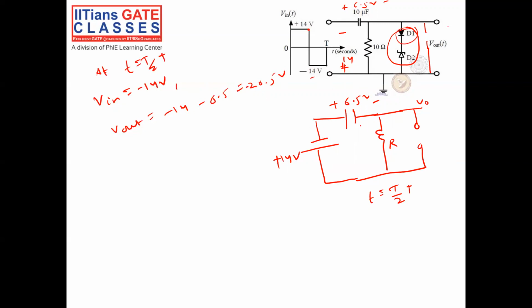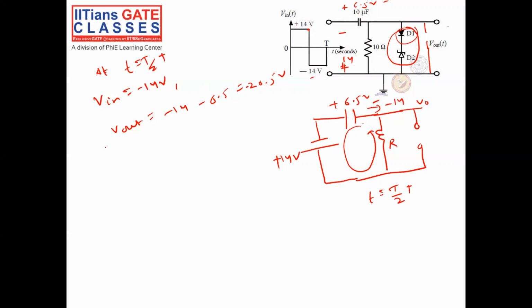Okay, now what will happen? The capacitor will charge, or you can say the other way, it will discharge in this way, right? Or I can say it will charge towards the negative 14 volt. Okay, so at some significant time, what will happen? Since my RC is very small compared to my time period, this capacitor will charge instantly to minus 14. So after some time, the capacitor voltage will change from 6.5 volt to minus 14, because it will charge to the input voltage through this resistance R.